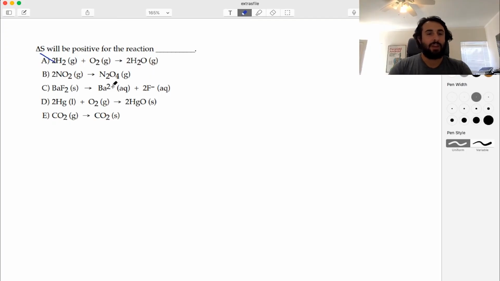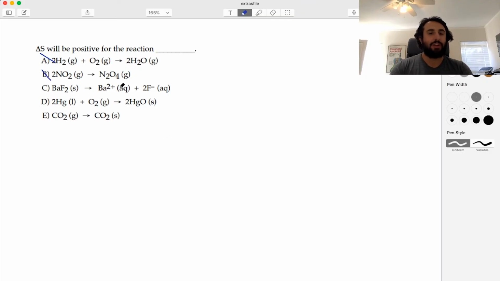So that's not it. Here we had 2 NO2 yielding 1 mole of N2O4. Again, this is a synthesis reaction. This is starting with more particles and ending with fewer particles. So there is less of a dispersal of matter. So that one does not work.